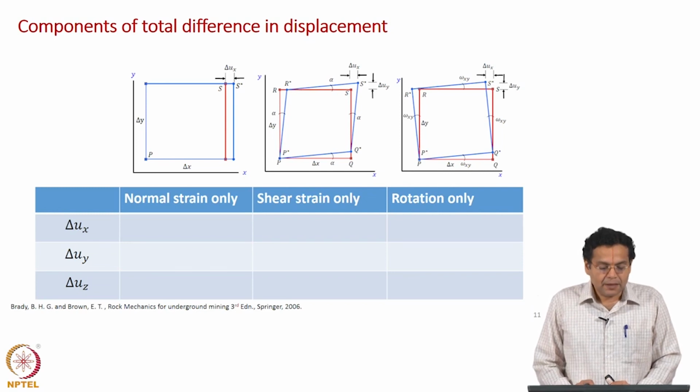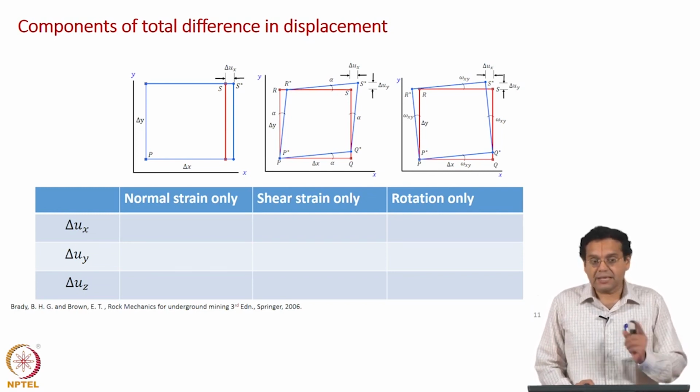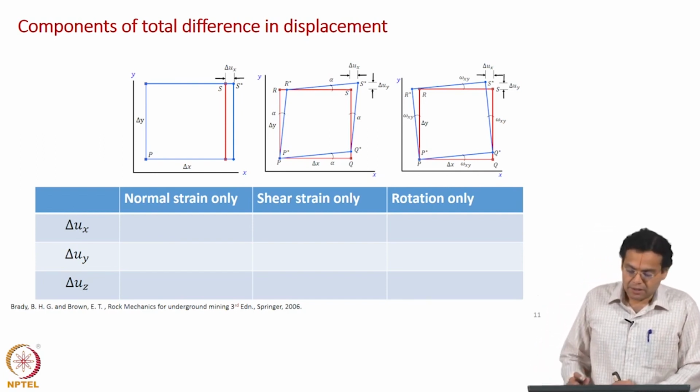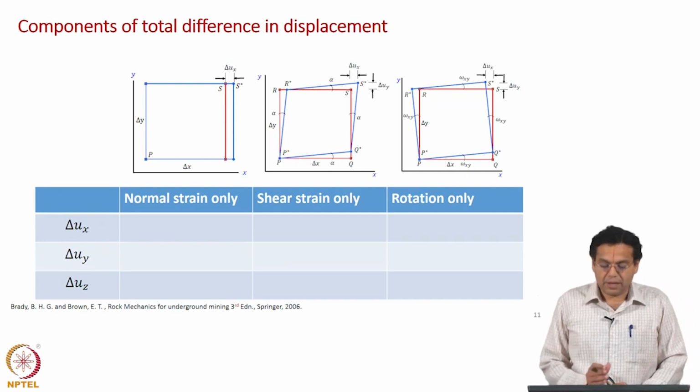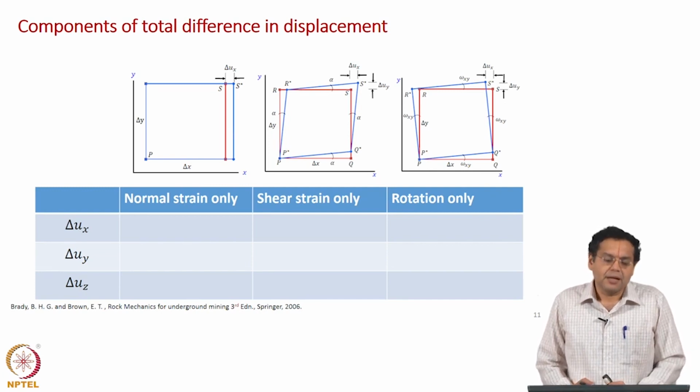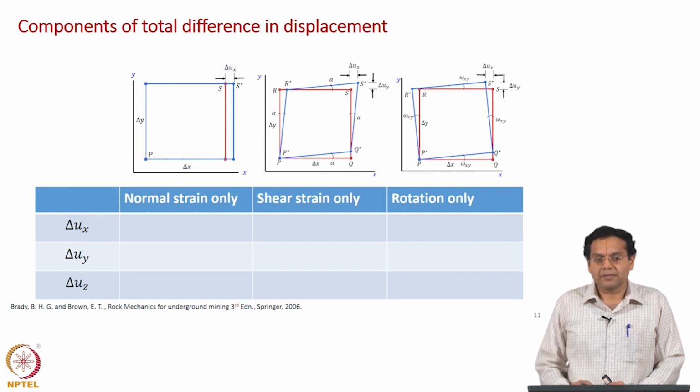Okay. What is it that we are going to do? Derive the same relationship in an alternate way, in a more geometrical sense. Okay. And also look at the components of the total difference in displacement. The title has to be explained. First we had displacement, we said we want to eliminate translation. So, we looked at difference in displacement.